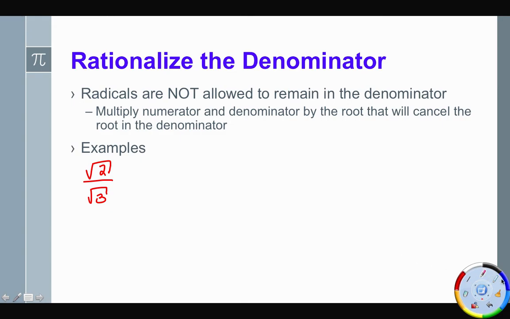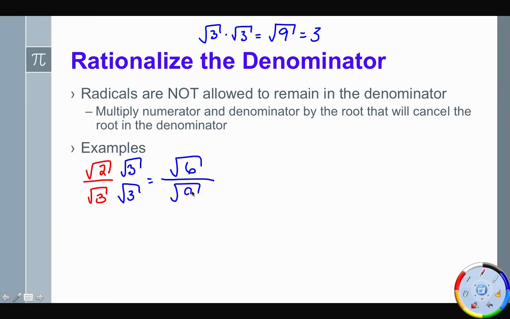We need to multiply by something that will get rid of this radical. For the most part, you're going to multiply it by itself. If you did the square root of 3 times the square root of 3, you get the square root of 9, which is 3. So that's what we need to do here. The square root of 2 times the square root of 3 becomes the square root of 6, all over the square root of 9.